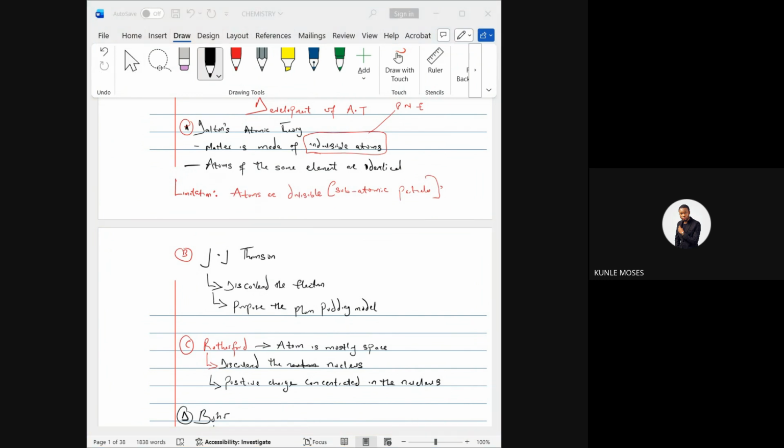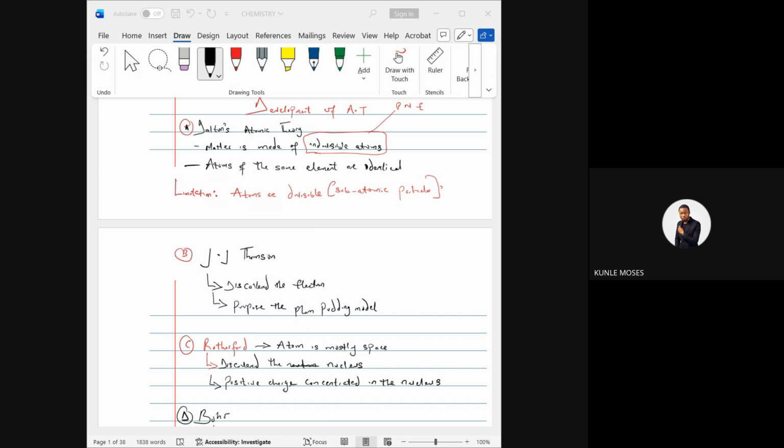Matter is made up of indivisible atoms. That is the atomic theory. The first two things you need to know when you hear the word atomic theory: he said matter is made up of indivisible atoms. So the theory was right, but it was not totally correct. Every matter is made up of atoms, but atoms themselves are divisible, and that is his limitation.